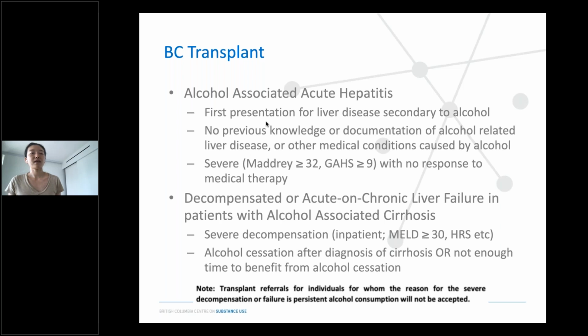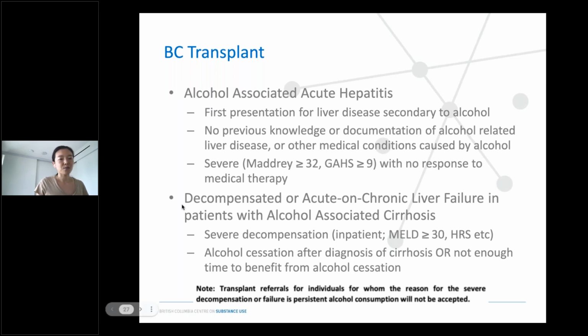In particular, for alcohol-associated acute hepatitis, it still needs to be the patient's first presentation of liver disease secondary to alcohol. They must not have prior knowledge or documentation of alcohol-related liver disease or any medical conditions caused by alcohol. This would include pancreatitis, withdrawal, or falls, where a physician has told the patient that alcohol cessation is for maintenance of health. The patient must also have a severe presentation of alcohol-associated hepatitis without adequate response to medical treatment.